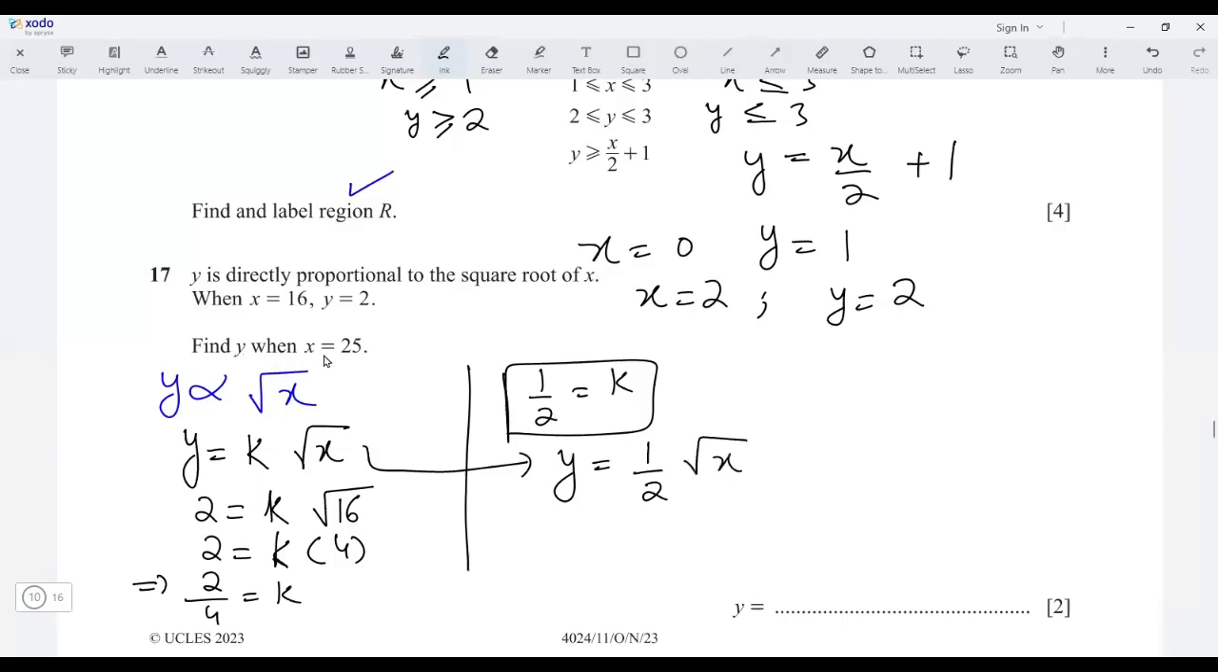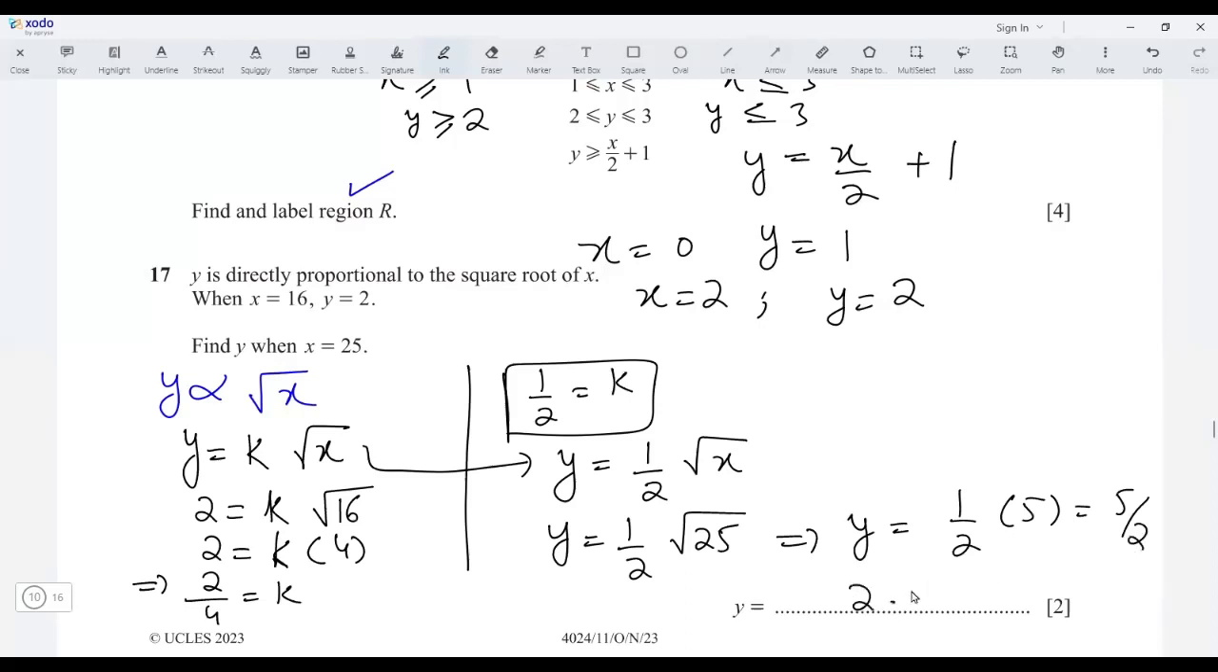So we have to find the value of y when x is 25. Replace x with 25. We know that root of 25 is 5. So it gives us 1 by 2 times 5, which is 5 by 2, or we can say 2.5. Both are okay. So this is the answer for the variation type of question. I hope you understand. If there are any queries, just do let me know. These are the basic types of questions that usually come in the variation concept.